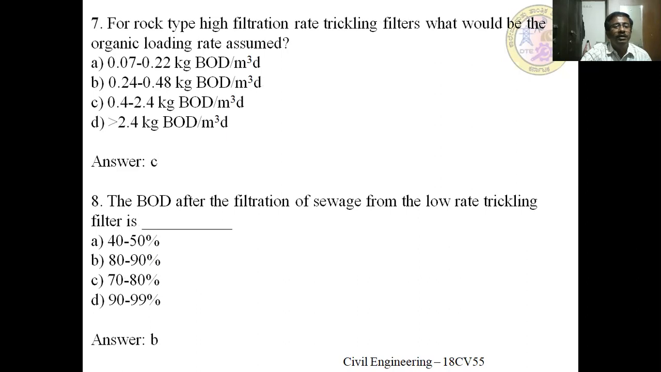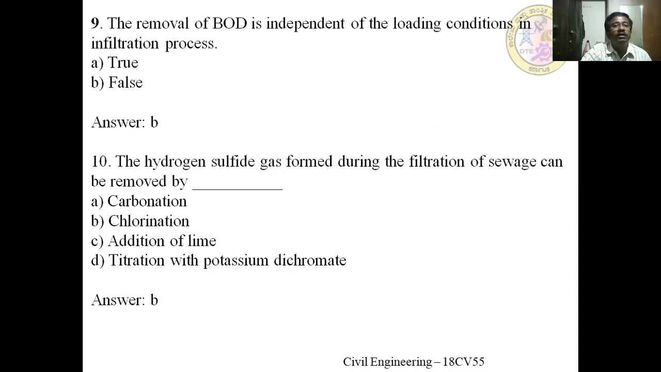cube per day. The BOD removal after filtration of the sewage from the low rate trickling filter is around 80 to 90%. The removal of BOD is independent of the loading conditions in the filtration process. It is false. The hydrogen sulfide gas formed during the filtration of sewage can be removed by chlorination. Chlorination is one of the methods of removing hydrogen sulfide, which causes clogging of the filter media and so on. So thank you.